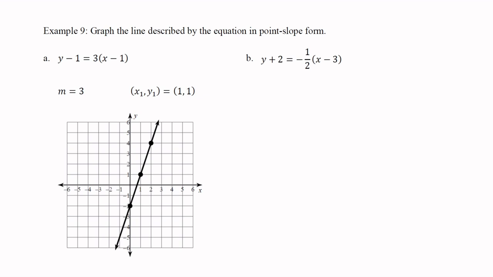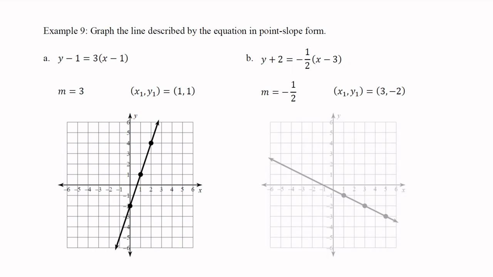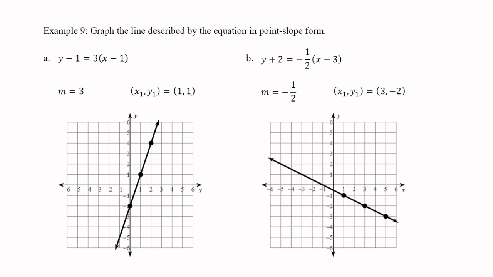In this equation, we have a slope of negative 1/2, and our point is 3, negative 2. Even though it says plus 2, when you see the plus, you have to think minus negative 2. So we plot 3, negative 2 first, and then our slope tells us to go down 1 and to the right 2, or up 1 and to the left 2. And then you can draw your line.